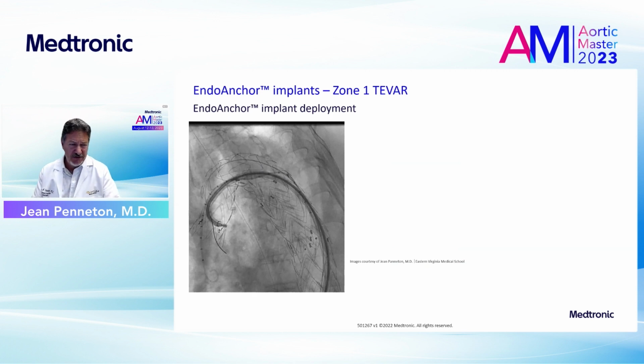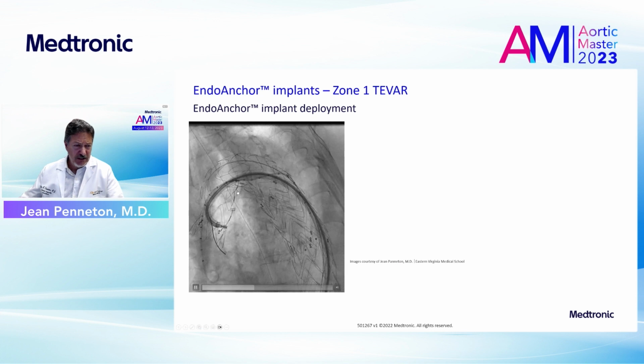The zone 1 TEVAR was done. Usually we do that with pacing wire. You can see we're really down into the really complex zone 1 TEVAR, because it's a type 3 arch, deploying some EndoAnchors really at the proximal edge of the endograft.